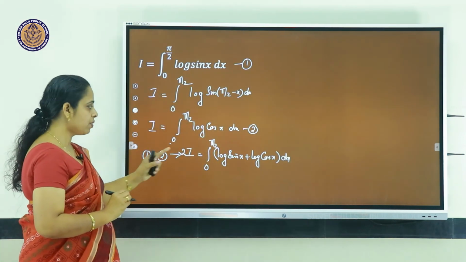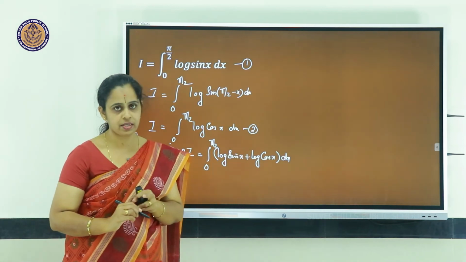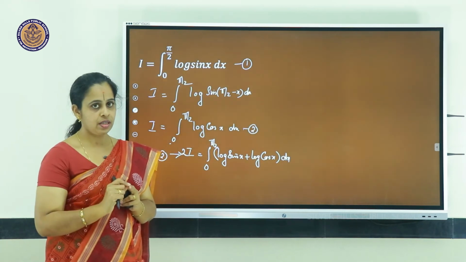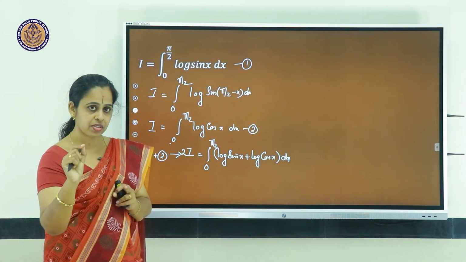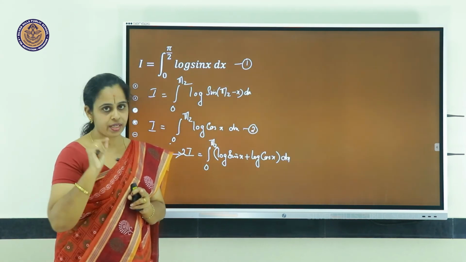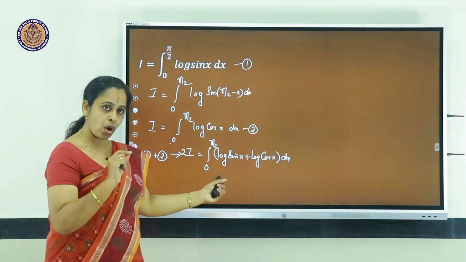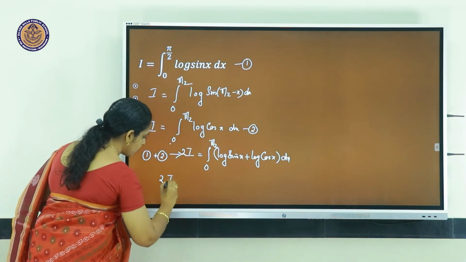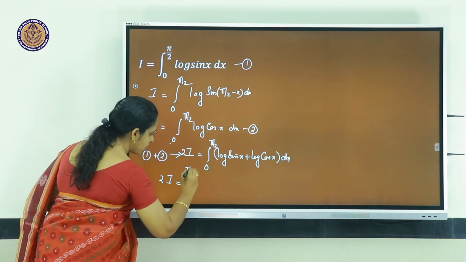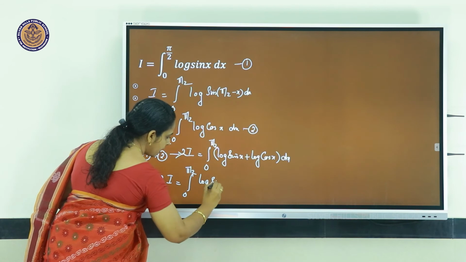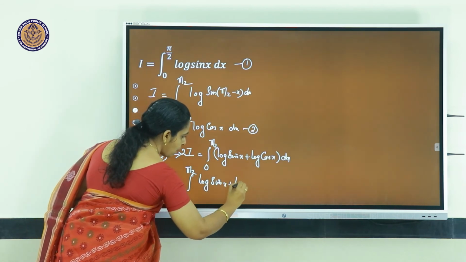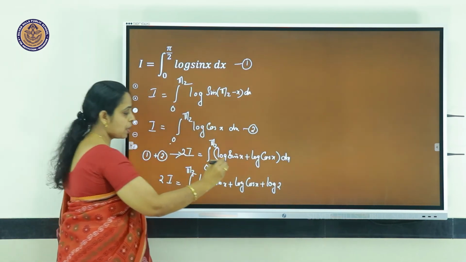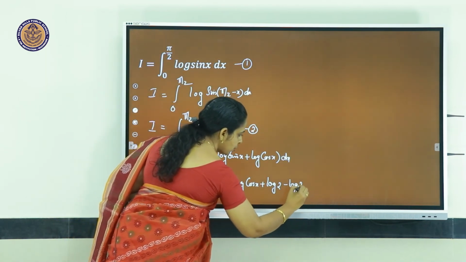Now, here we can see log sin x plus log cos x. We can combine using the property of logarithm and write log sin x cos x. If there was log 2 sin x cos x, we could have written log sin 2x. So, we are going to add log 2 and subtract log 2 in this step. 2I equal to integral 0 to pi by 2 logarithm of sin x plus logarithm of cos x plus log 2 to balance minus log 2 dx.